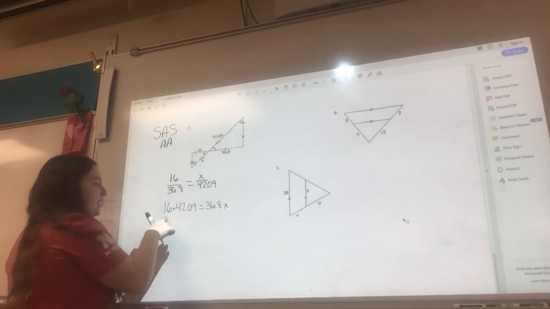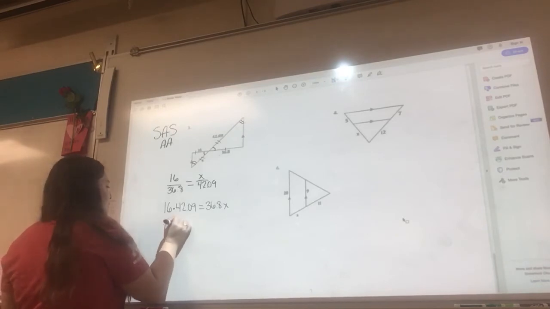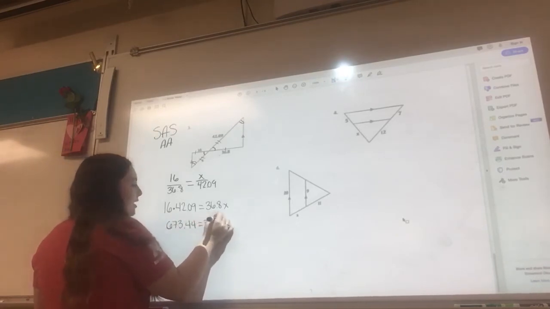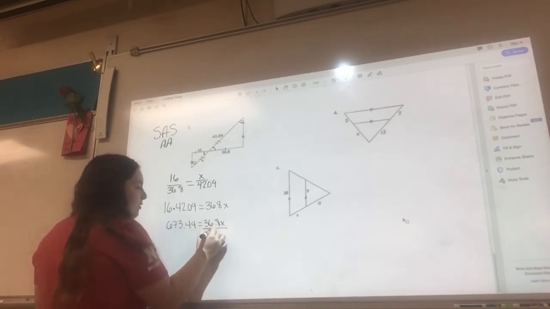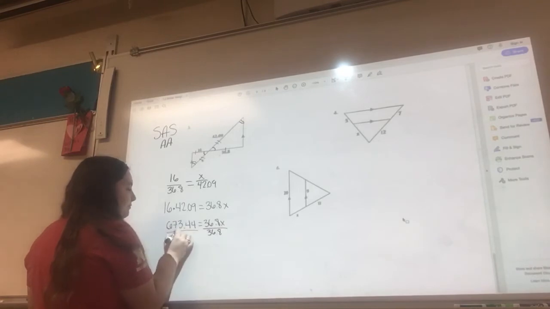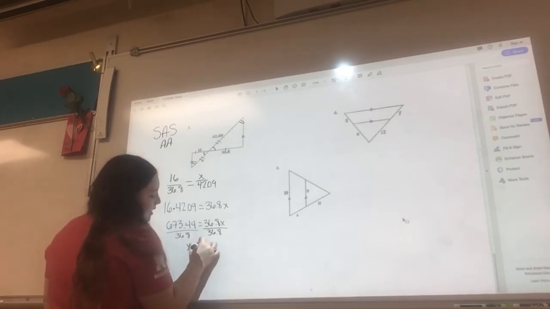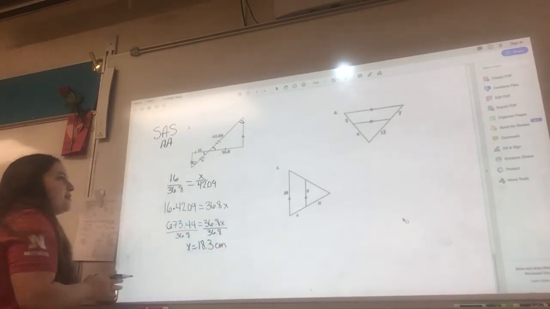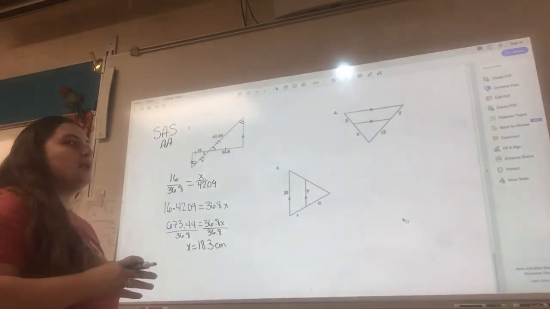It's okay. So 16 times 42.09 is going to be 673.44 equal to 36.8x. And now all you have to do is divide that whole answer by 36.8. And you're going to get that x is equal to 18.3 centimeters. Please do not be afraid of decimals. Those are more accurate than real integers. So please be okay with them.